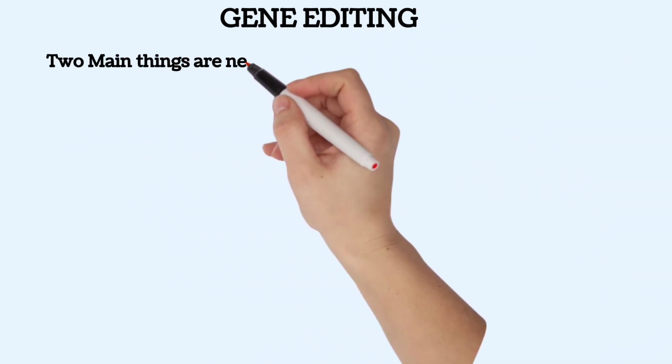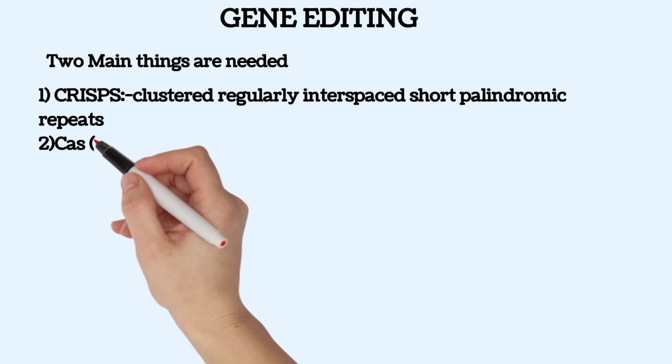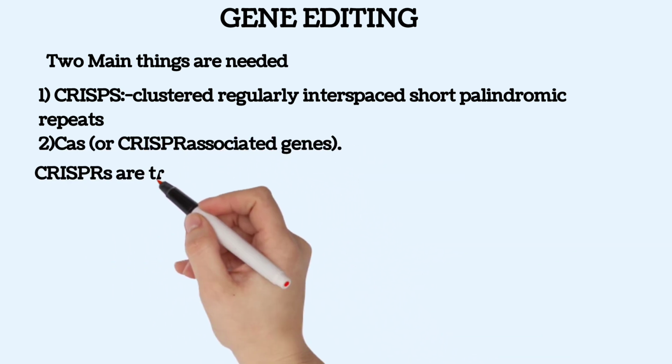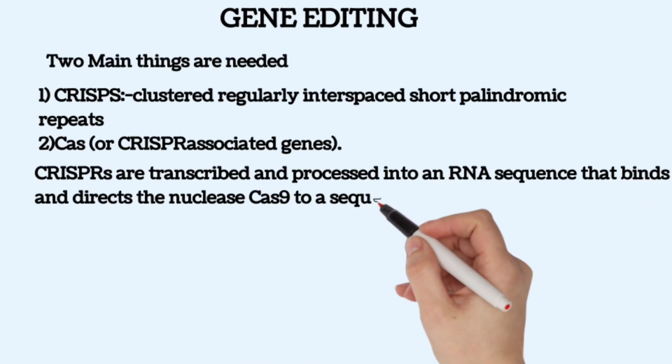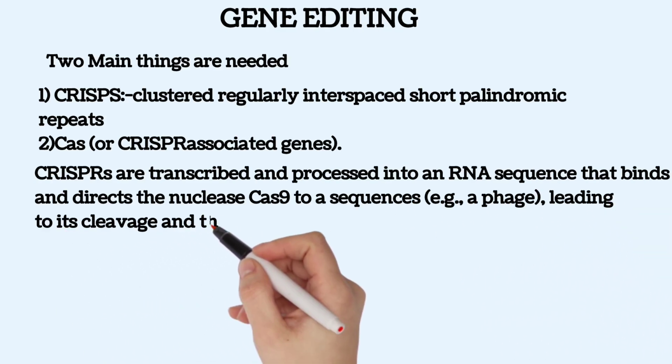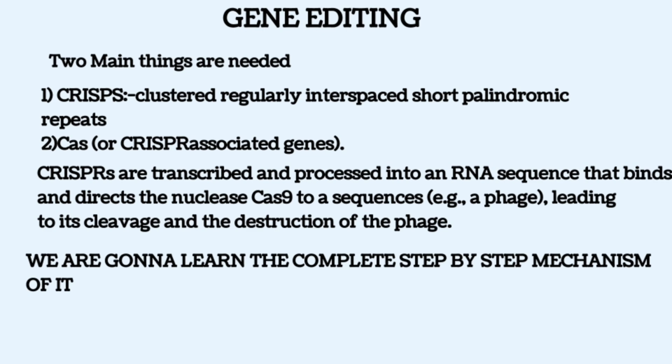Now we are going to study the final topic of this lecture, that is gene editing. It is quite similar to video editing, you can say. So the two main things that are needed in gene editing are CRISPR and Cas. CRISPR stands for clustered regularly interspaced short palindromic repeats, and Cas stands for CRISPR associated genes. CRISPRs are transcribed and processed into an RNA sequence that binds and directs the nuclease Cas9 to a sequence, for example a phage, leading to its cleavage and the destruction of the phage.